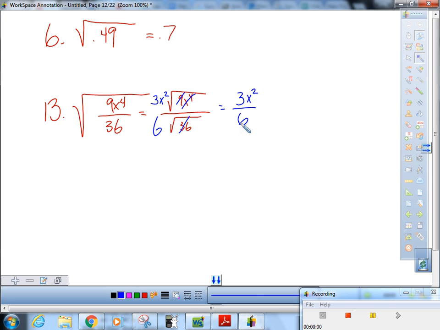And just like if we had 3/6 as a normal fraction, we would simplify it to 1x squared over 2. And if you prefer, you could just write that as x squared over 2. Okay? So that one was harder.